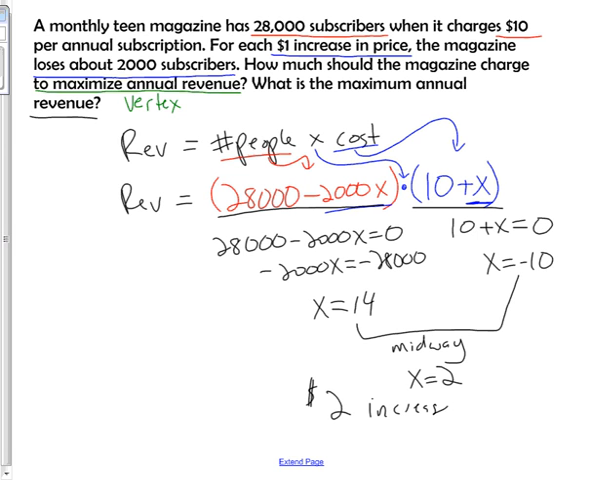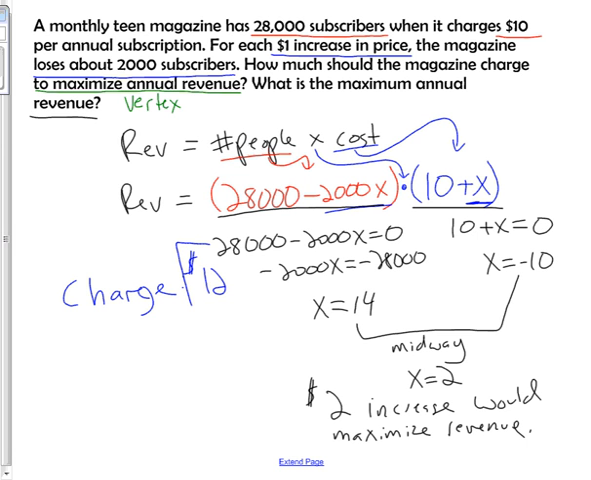So a $2 increase would maximize revenue, because that is the x of the vertex. Now, that is question number 1, or almost. How much should the magazine charge? If it's a $2 increase, we should charge $12. Because normally the magazine was $10. Now with the $2 increase, we charge $12.